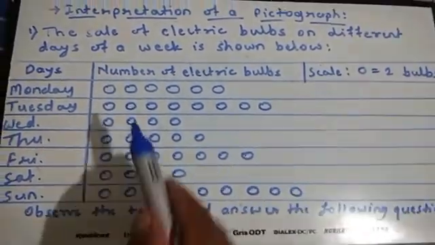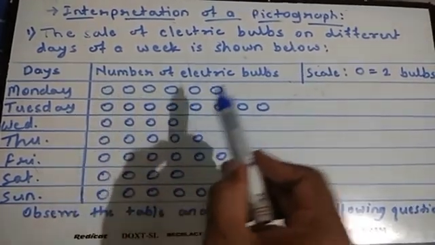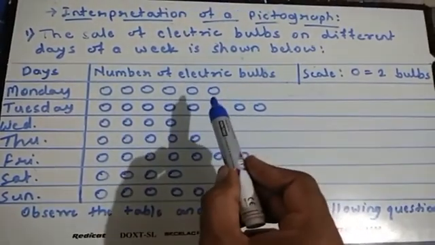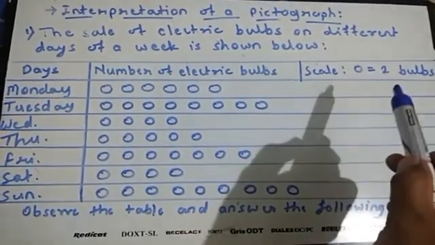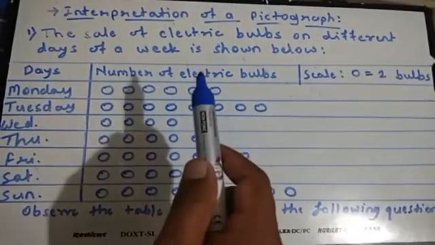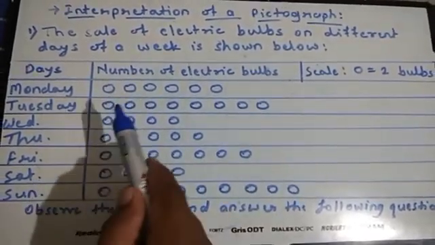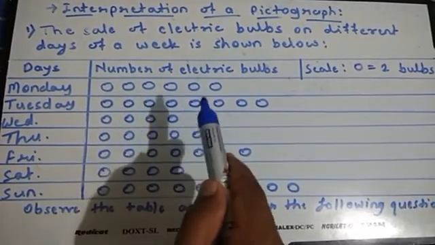Therefore, on Monday we can see 1, 2, 3, 4, 5, 6 circles. And we know that one circle is equal to 2 bulbs. Therefore, 6 2s are 12 bulbs. So what was the sale on Monday? 12 bulbs. In the same way, on Tuesday we can see 1, 2, 3, 4, 5, 6, 7, 8.